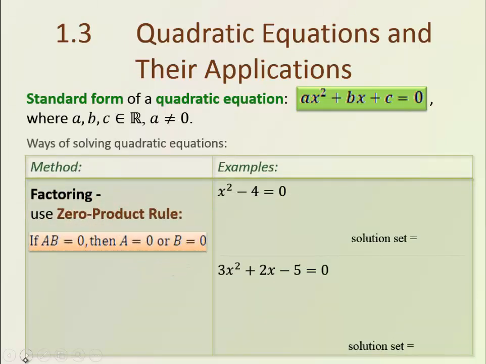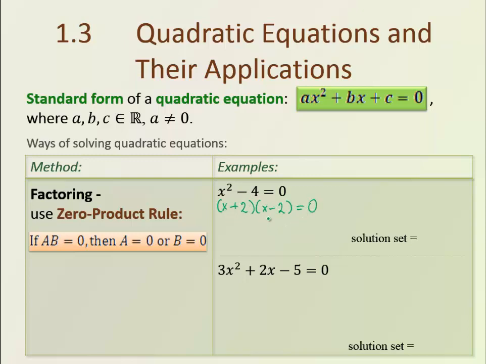What are the ways of solving quadratic equations? Well, we'll learn quite a few strategies that will allow us to solve quadratic equations. For example, the first such strategy would be factoring. If we have a quadratic equation x squared minus 4 equals 0, we could solve it by factoring. So this is a difference of squares, it factors into x plus 2 and x minus 2.